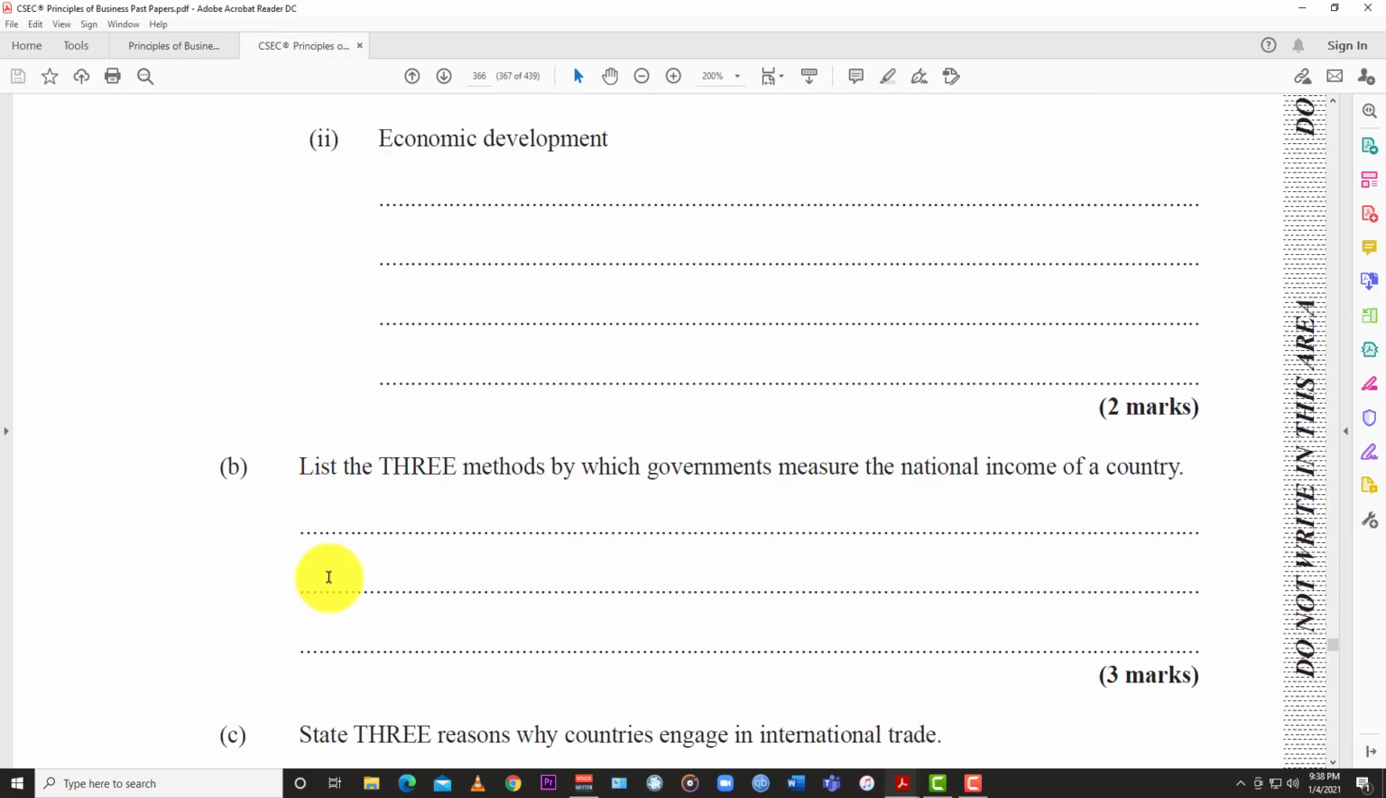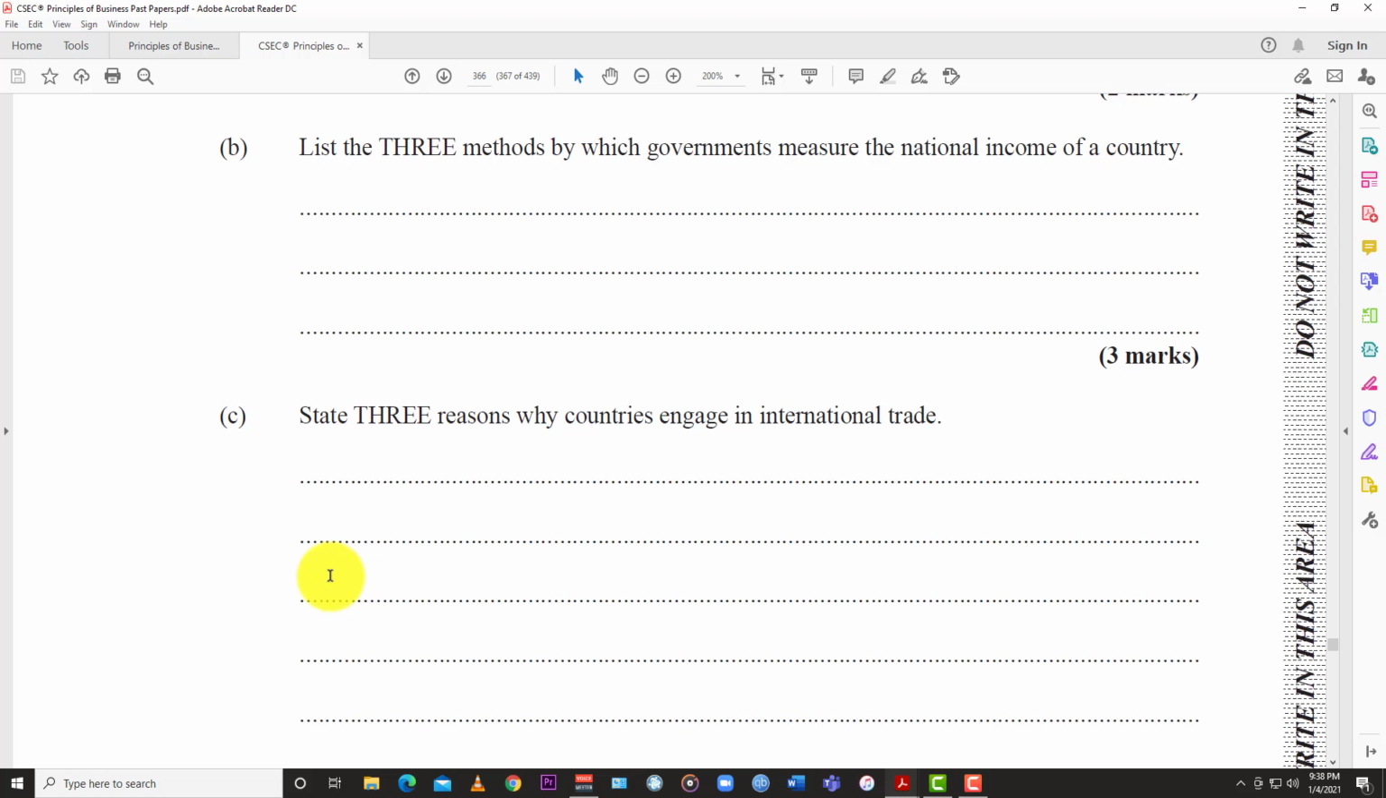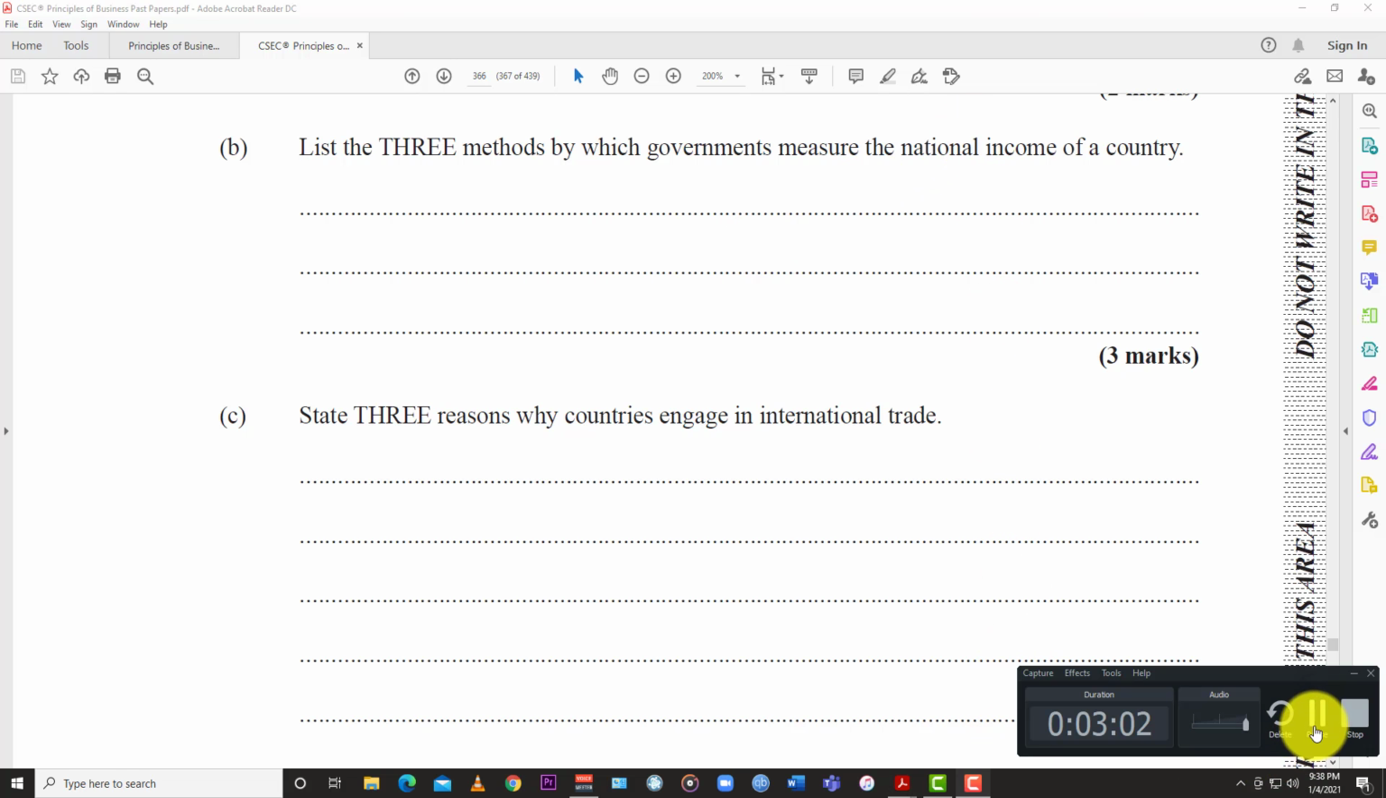Then question 5b asks, for 3 marks, list the 3 methods by which governments measure the national income of a country. So how do you measure the national income of a country? And so the 3 methods would be the income method, the expenditure method, and the output method.